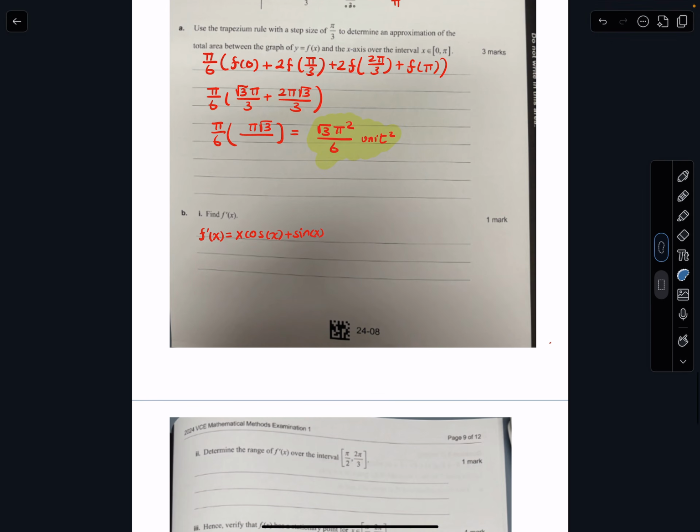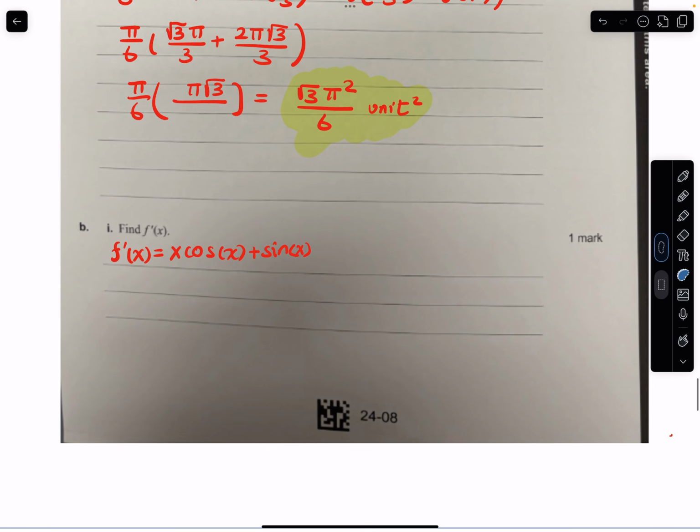Okay, paste it here and put it right down there. Nice and done. Only 1 mark. So yeah.